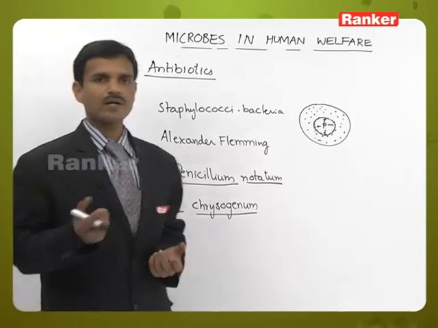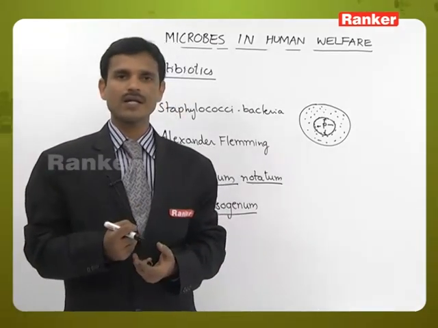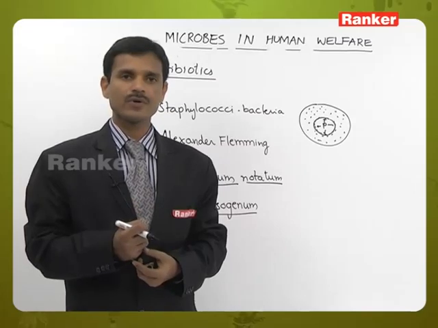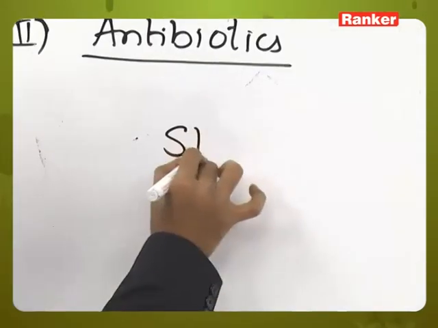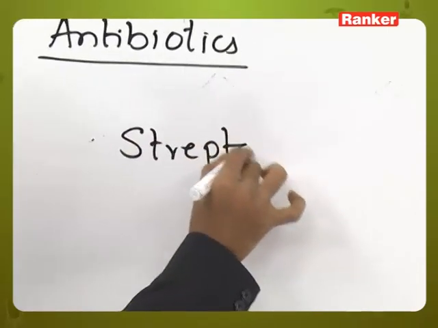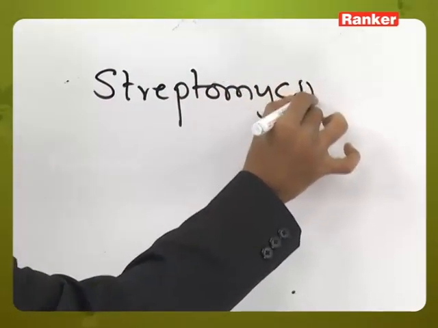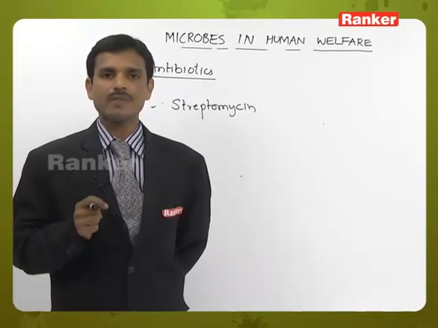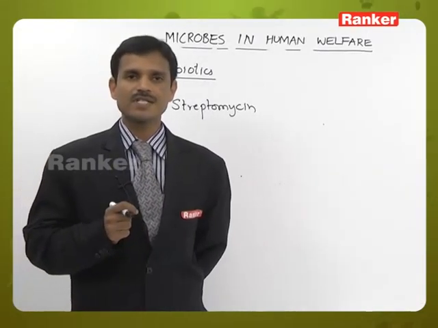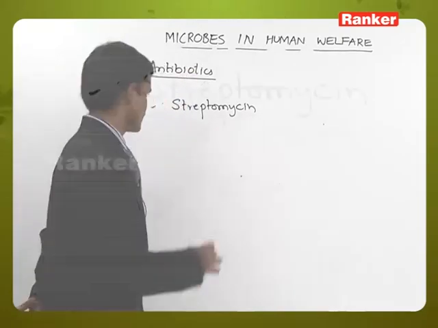Nowadays we are taking penicillin antibiotic. This penicillin antibiotic is industrially produced from Penicillium chrysogenum. Next antibiotic is streptomycin. Streptomycin is an antibiotic extracted from Streptomyces griseus.